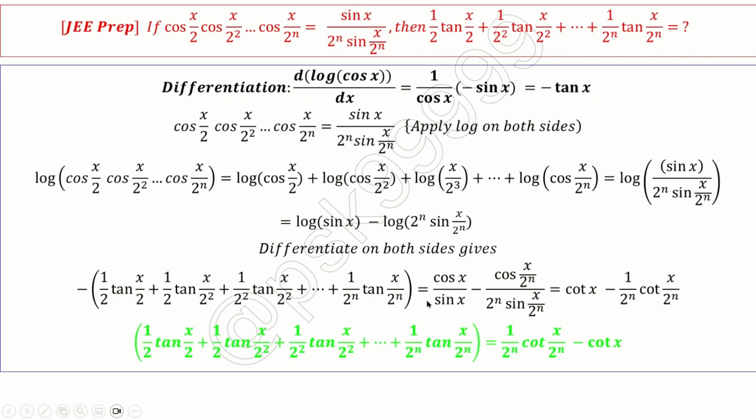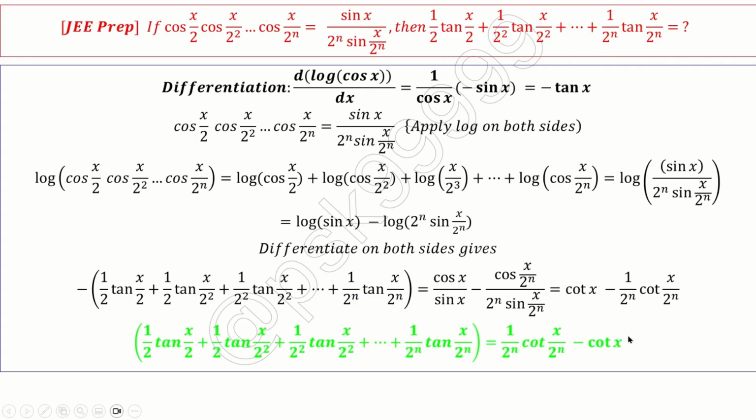This is equal to, if I differentiate this one, log of sin x is nothing but 1 by sin x, and sin x differentiation is cos x. So cos x by sin x. Then this differentiation is nothing but 1 by 2 to the power of n, sin of x by 2 to the power of n. The differentiation of log of sine of x by 2 to the power of n is cos of x by 2 to the power of n, and you will get 2 to the power of n in the denominator because the differentiation of x by 2 to the power of n is 1 by 2 to the power of n, whole square. So it will cancel one of the 2 to the power of n.